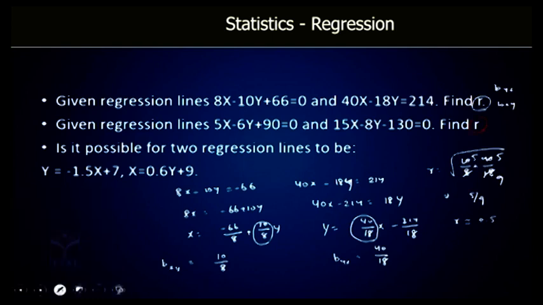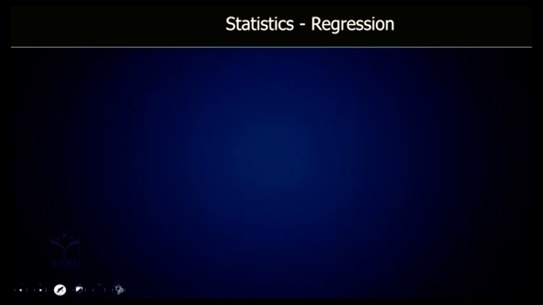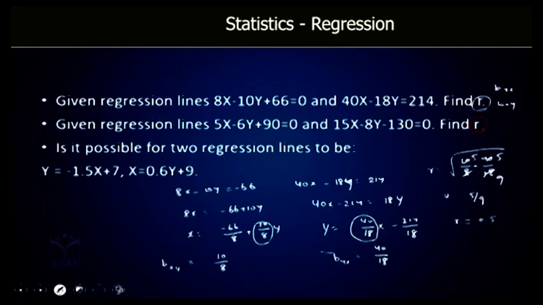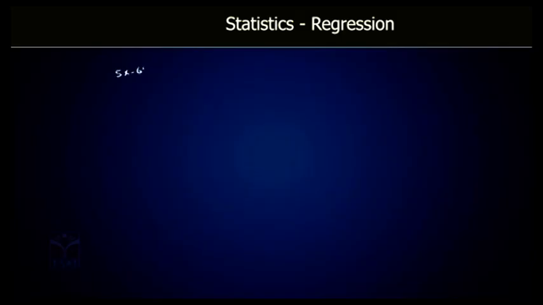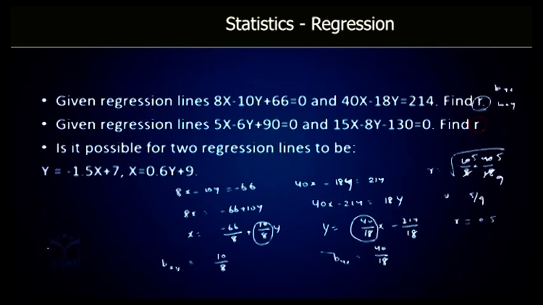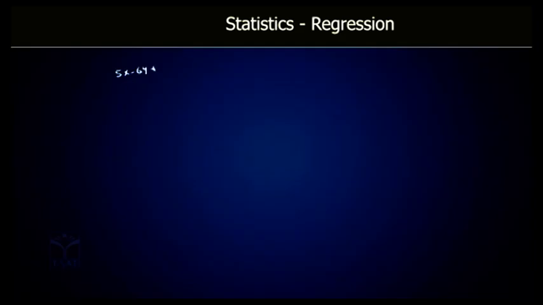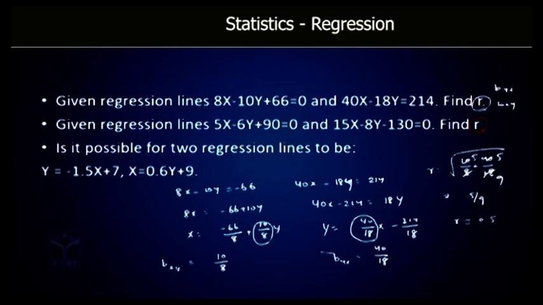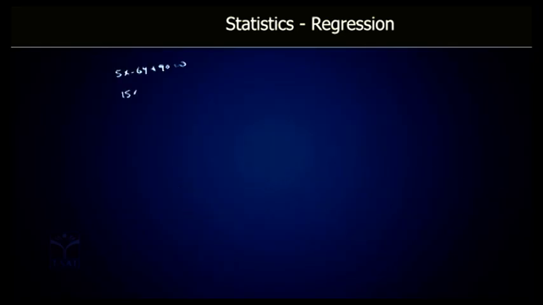The same regression lines are given. Now see here, this is a special case. Write down the equations of the lines first. 5x minus 6y plus 90 is equal to 0. The second line is 15x minus 8y minus 130 is equal to 0.